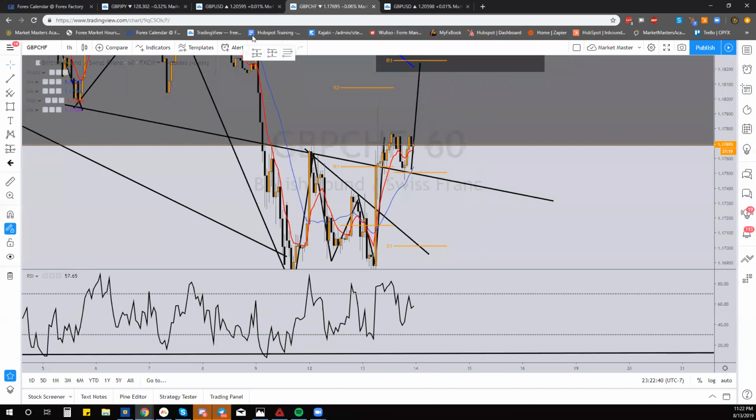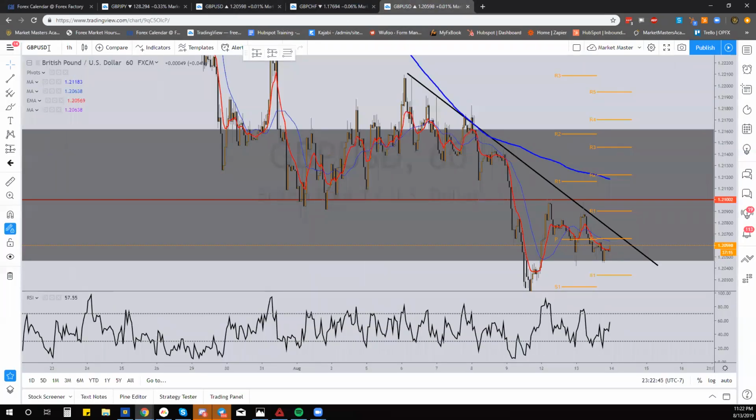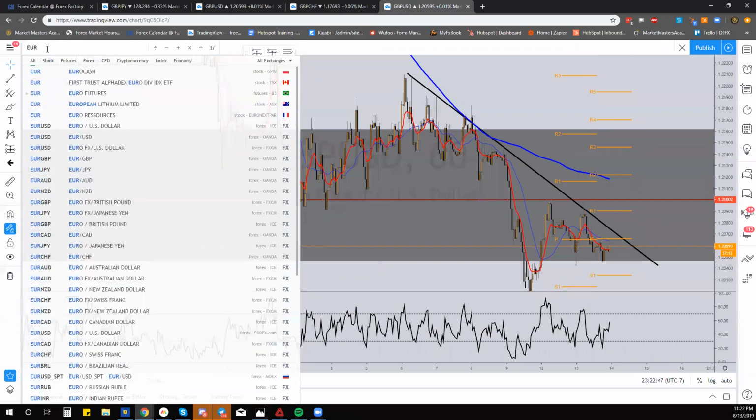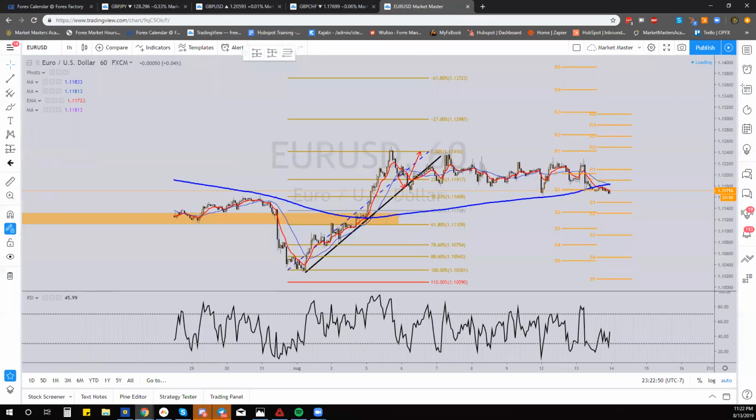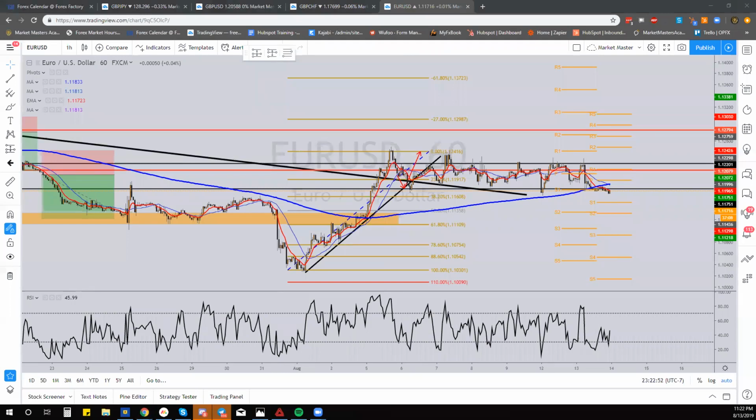So next we're going to be looking at EUR USD, which, by the way, here's a tip to you guys. If you guys didn't know this, there's correlation pairs.